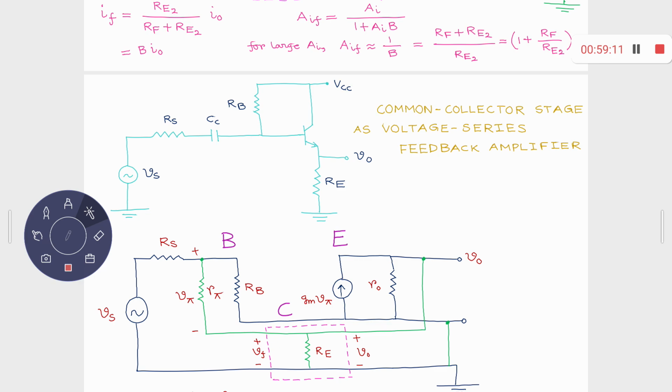Now you tell me, how do you sample the signal? Rishi Roy, how is the signal sampled here?